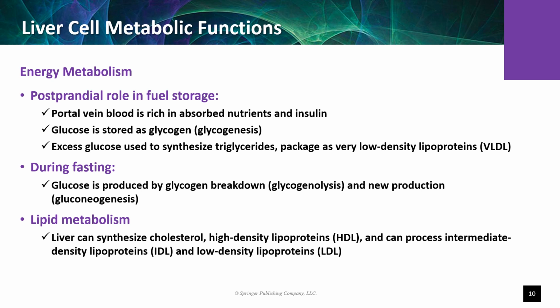The liver is the dominant organ of lipid metabolism. The liver can also use glucose to synthesize cholesterol, which is essential for the production of plasma membrane components, bile, hormones, and certain vitamins. The liver can also synthesize high-density lipoproteins that are necessary for cholesterol distribution and uptake throughout the body and return to the liver.